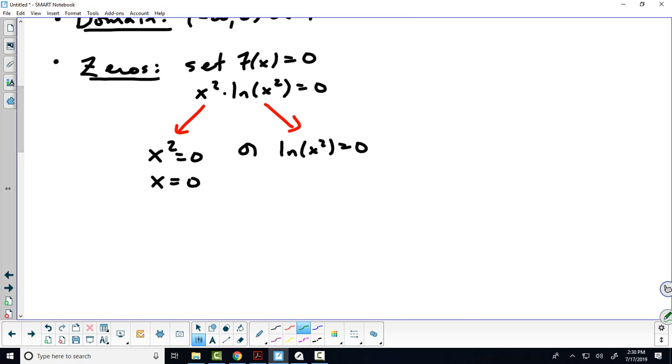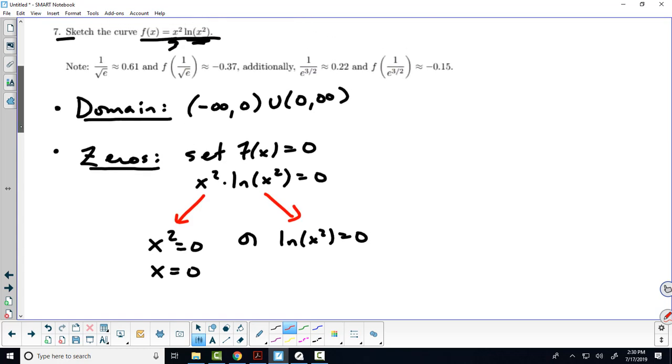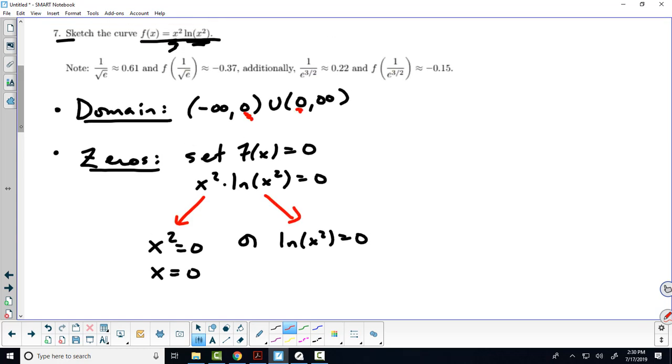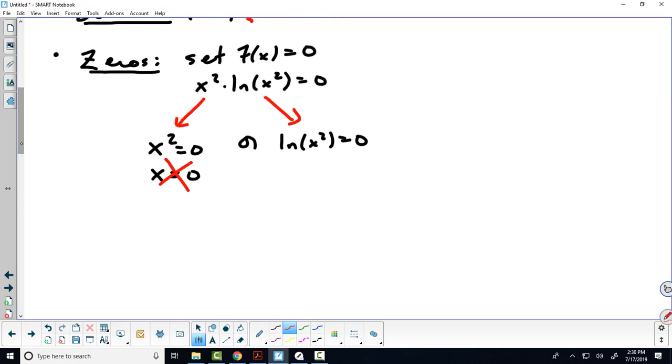Before we call that a 0 of the function, we initially said the domain was everything except for 0. So even though that's a true statement, that if we plug in 0 for x, well, it's actually not even a true statement, because it wasn't in the domain of the original equation, so we have to throw it out.